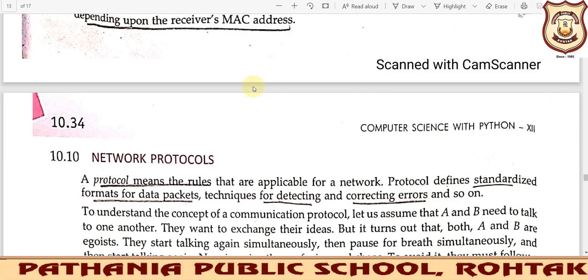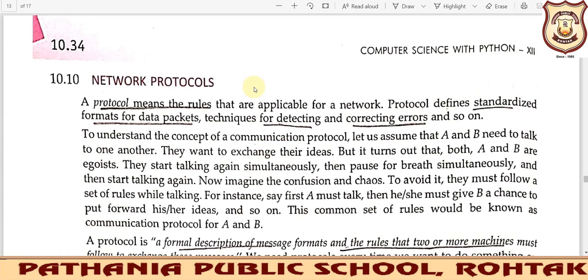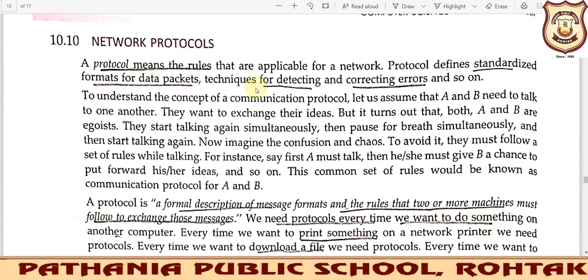Okay, so our next topic is network protocols. What is a protocol? A protocol is basically a set of rules. We'll be discussing this particular topic in detail in our next session. Thank you so much.